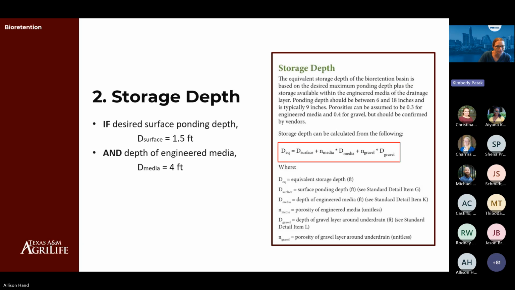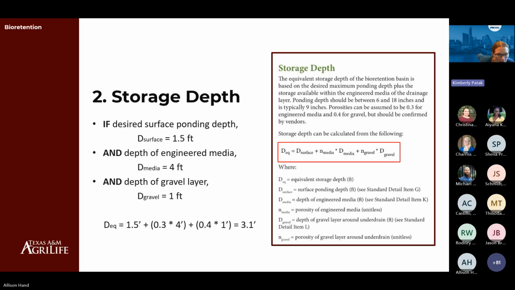Next is the depth of the engineered media, depending on your site. Again, for this example, we use 4 feet. And the depth of the gravel layer is 1 foot. Using the equivalent storage depth equation provided in the design set calculates a value of 3.1 feet for your equivalent storage depth. This value is used to determine the area footprint for your bioretention cell.